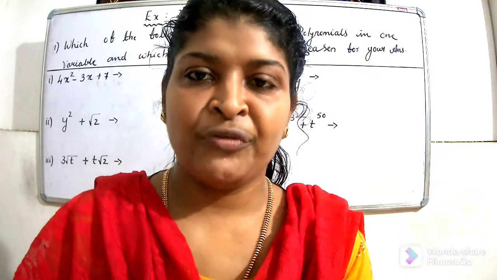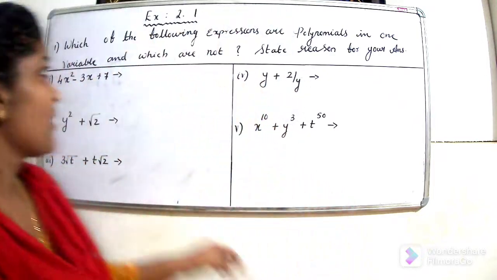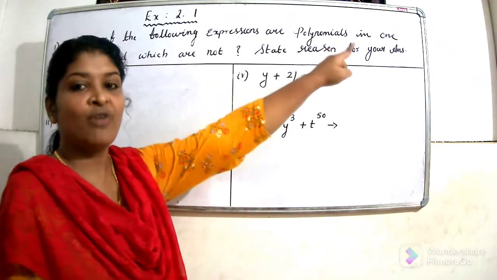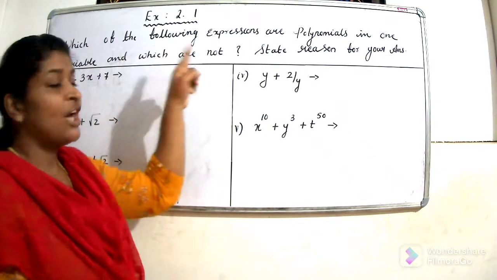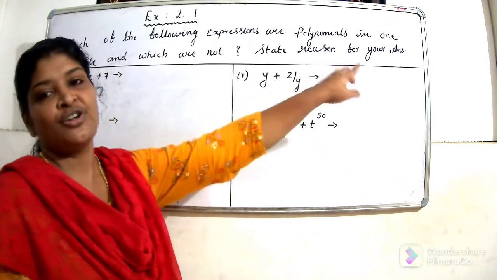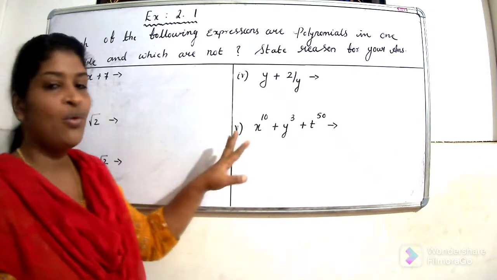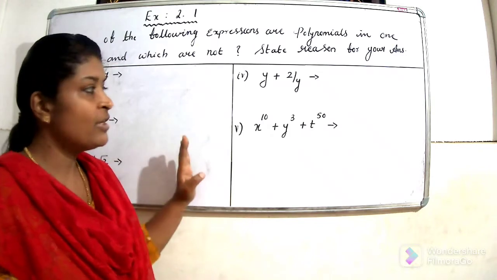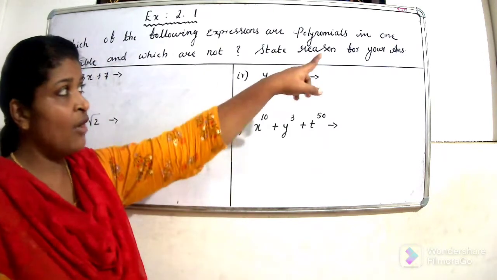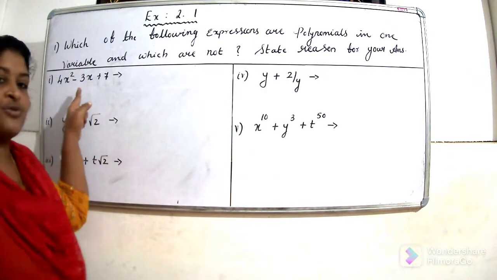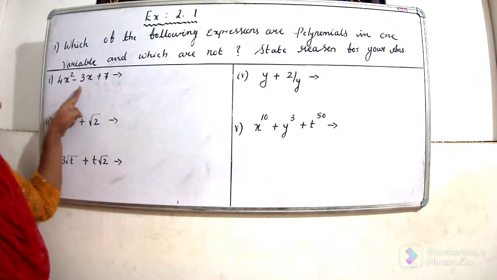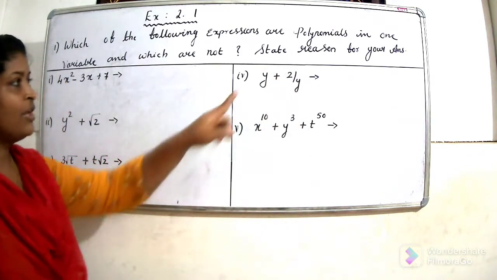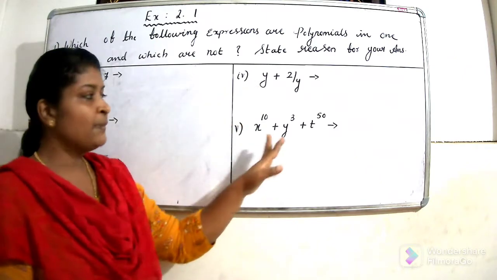Next, exercise 2.1. In 2.1, first question. Which of the following expressions are polynomials in one variable and which are not? State reasons for your answer. So here we have 5 questions. Among these, first of all we have to check whether each is a polynomial in one variable or not. Okay, so first question, 3x square minus 3x plus 7. So we know the condition for polynomials. One variable means only one variable has to come in the question.